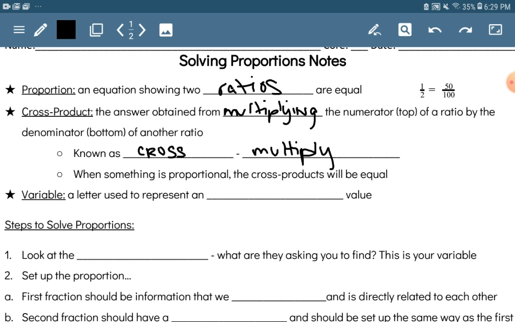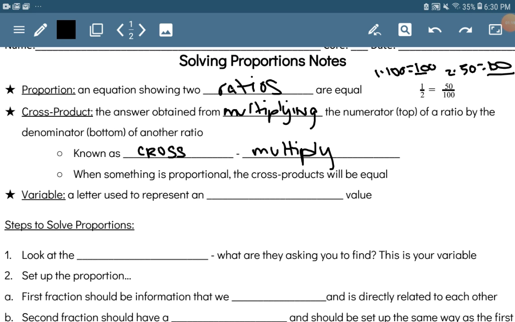And another important thing about cross products is that when something is proportional, our cross products are going to be equal. So I want to go back up to that example in the upper right hand corner. If I find my cross products, like 2 times 50, which gives us an answer of 100, and my other cross product, which is 1 times 100, which also gives us an answer of 100, you'll see these cross products are equal. They both equal 100. Therefore, I know that that's a proportional relationship.